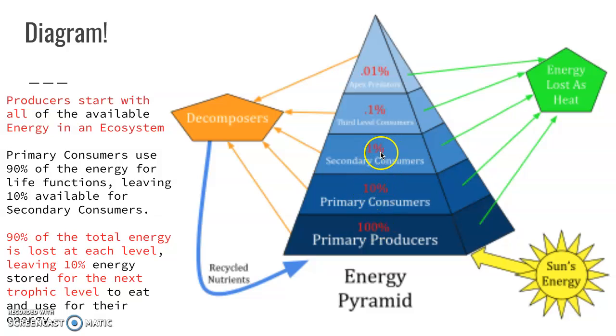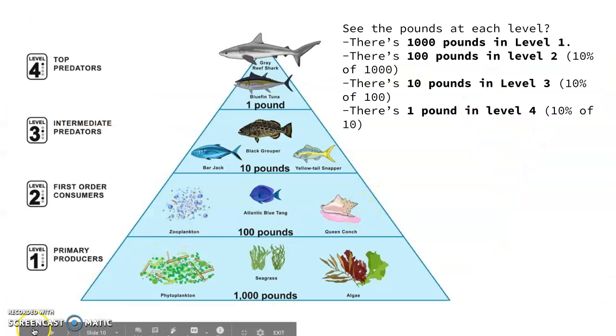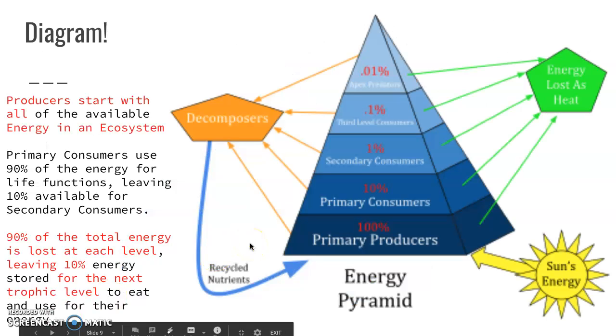Secondary consumers, so organisms that only eat plants, they get 1% of the available energy in the ecosystem. And those are our herbivores. Sorry. Secondary consumers are organisms that only eat primary consumers or lower. And so what you see, every level you go up, you lose energy. You are less efficient at using the energy. The rest of this energy gets lost as heat.